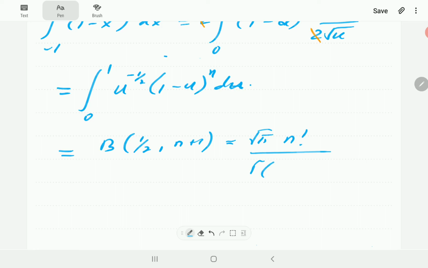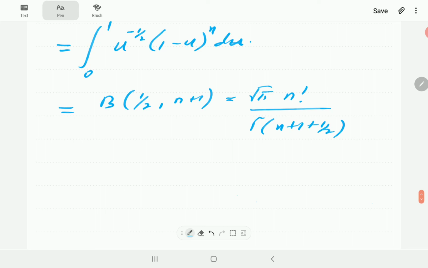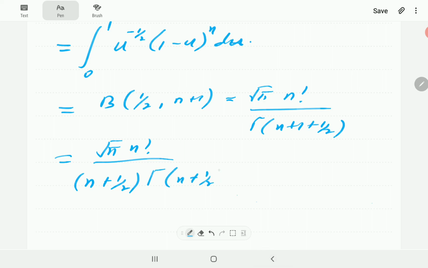Then in the denominator we're going to have n plus 1 plus half. So this is the same as, if we use the recurrence relation for the gamma function, that's going to be n plus half into the gamma of n plus half.